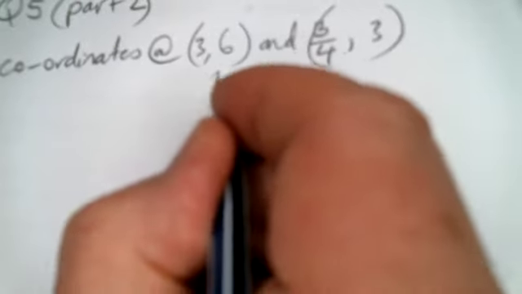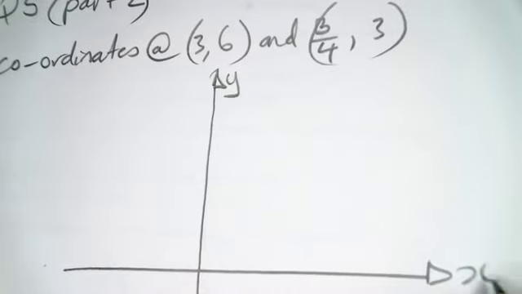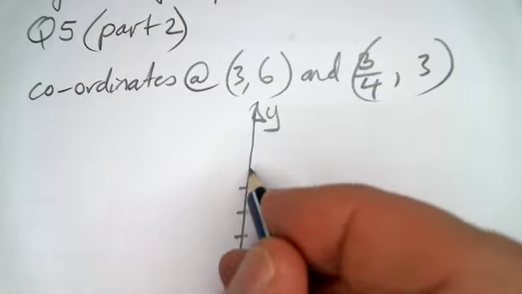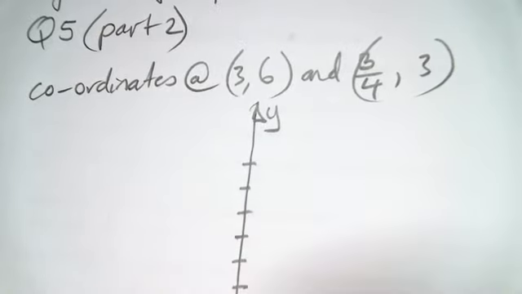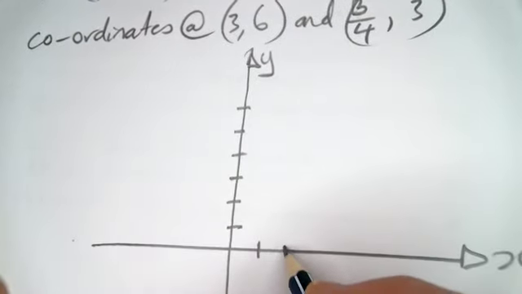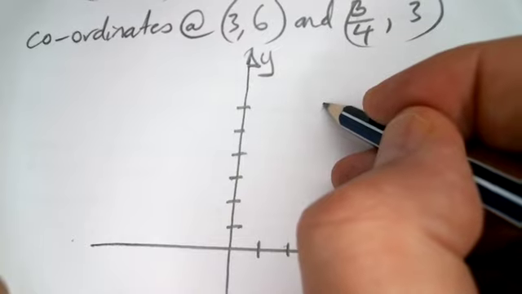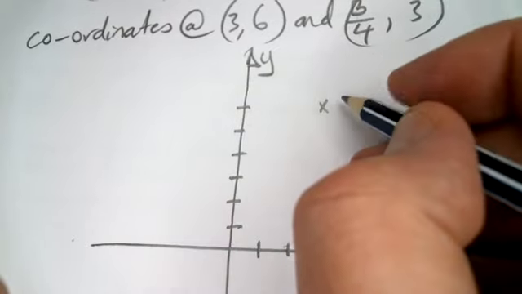So here it is. This is my y and this is my x. And we know this is 3 along and 6 up. So let's do 6 up: 1, 2, 3, 4, 5, 6. There's 6, and we'll say there's 3 along: 1, 2, 3. Here we go. So 3 along and 6 up is going to be there-ish. So I'll put (3, 6).